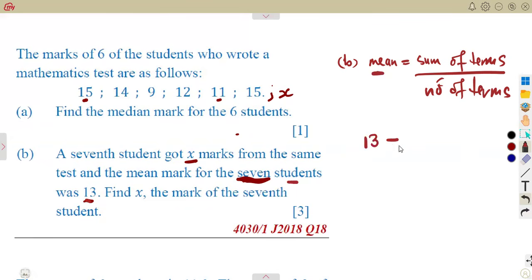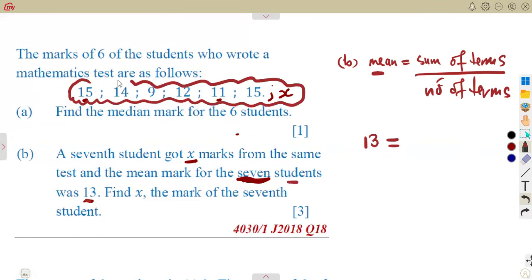So 13 is equal to the sum. You're going to add these, and X is there as part of the sum. So adding these numbers: 15, we add a 14, we add a 9, a 12, 11, and also a 15. This was going to give us 76. The total was going to be 76, but there is an X also.